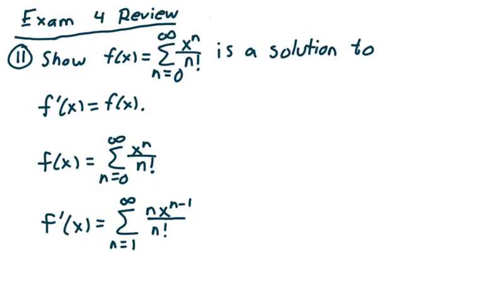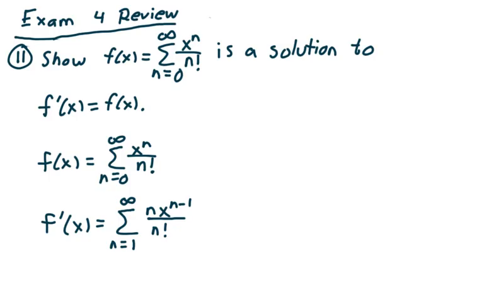This is a video from the Exam 4 review in my Calculus 2 class. Let's take a look at problem 11. Show f of x, which is equal to the summation from n equals 0 to infinity of x to the n over n factorial, is a solution to f prime of x equals f of x.